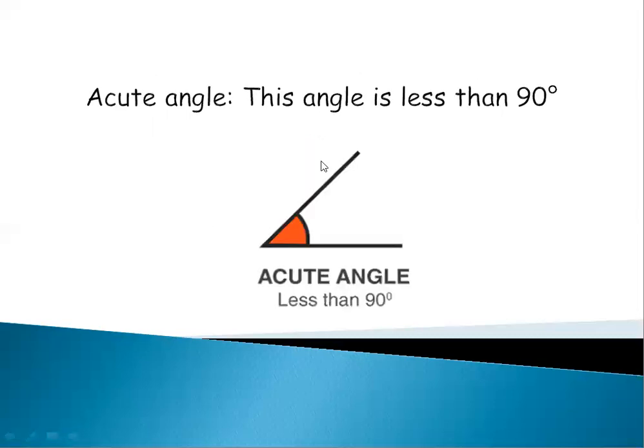You have your acute angle. This is your acute angle. This is the angle that is less than 90 degrees. You know your 90 degrees is supposed to be straight this way. So any angle less than 90 degrees is known as your acute angle.